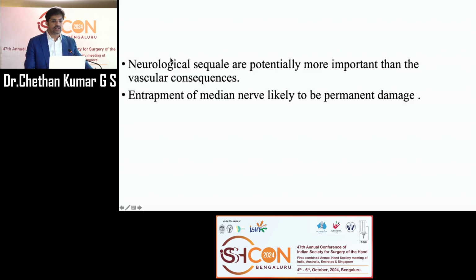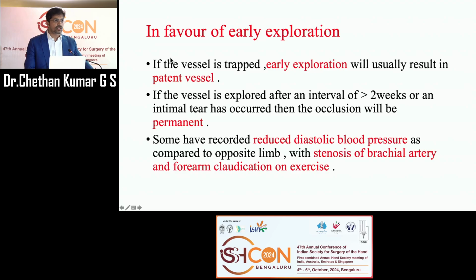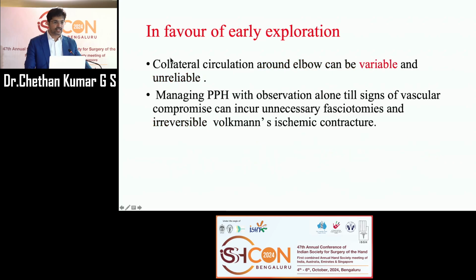Entrapment of the median nerve is likely to be permanent damage. There are two schools of thought. Those in favor of early exploration say it will result in a patent vessel if we explore, and that the damage is permanent. Some have recorded reduced diastolic blood pressure compared to the opposite limb, stenosis of the brachial artery, and forearm claudication on exercise.